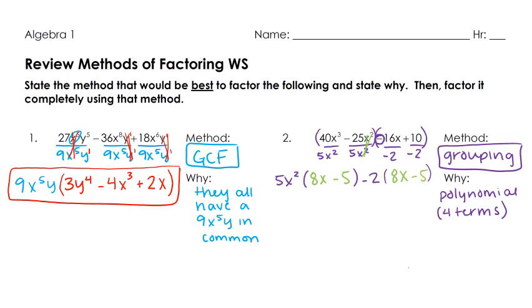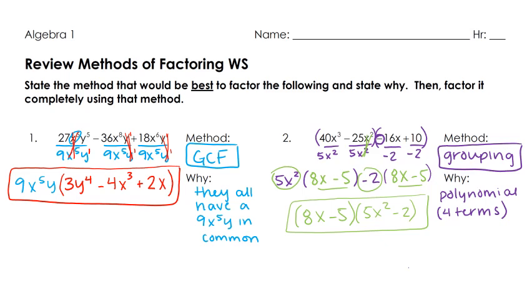And then like our bullet point said, our parentheses should match, and they do. So that's our first parenthesis, 8x minus 5. And then it says leaving the GCFs to be written together as one expression in the second set of parentheses. So these two GCFs get put together, 5x squared minus 2. There's our final answer.